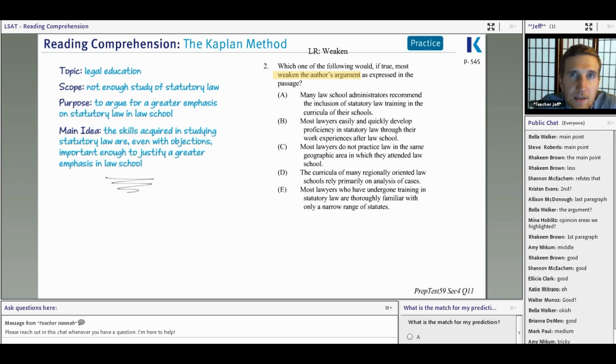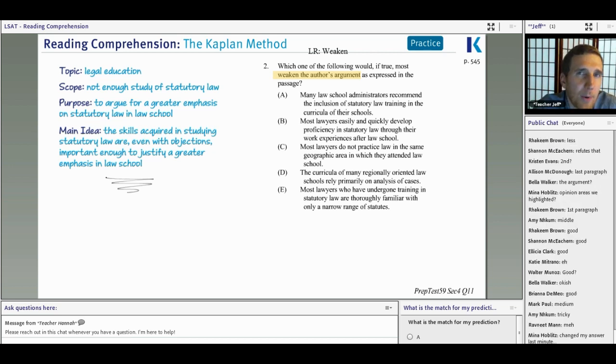Obviously, a question like this can be a little bit harder because you're not pulling from an exact part of the text. Instead, you're needing to read each of these answer choices and saying to yourself, what impact would this have on the idea of there being more statutory law training? If you ever hit a question like this that you can't easily research, that feels a little ambiguous, please know it would be perfectly okay to move past this.